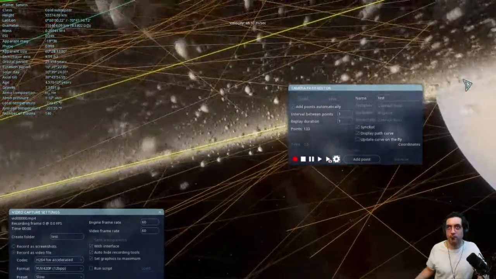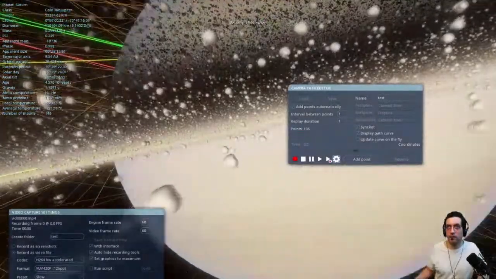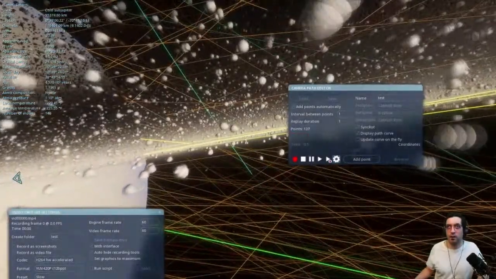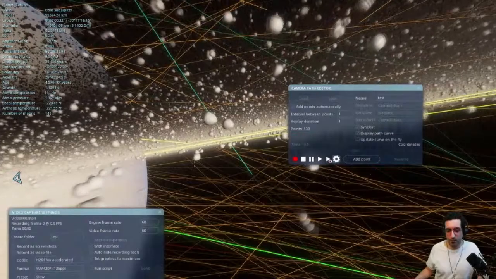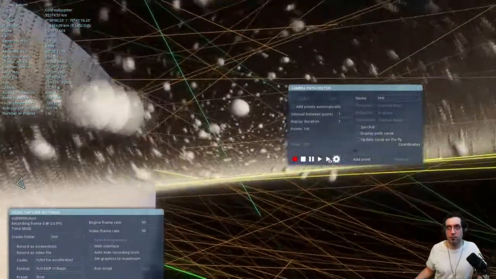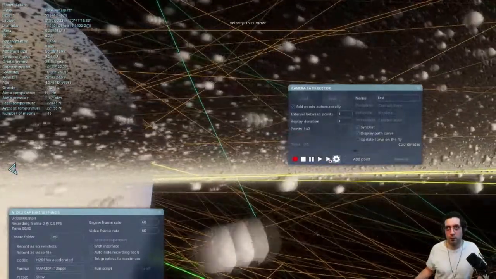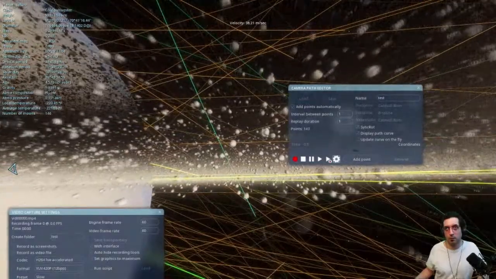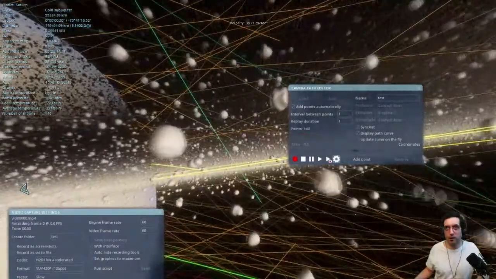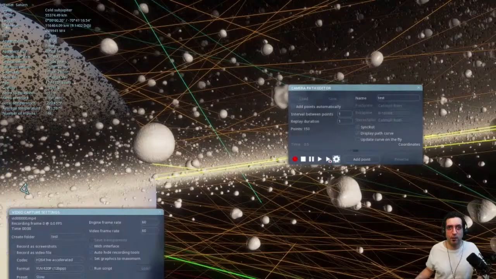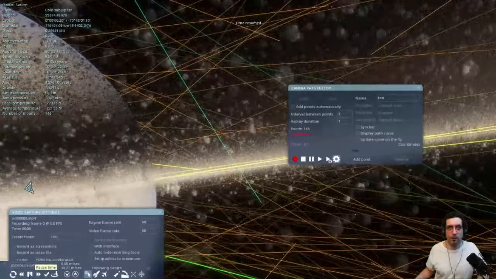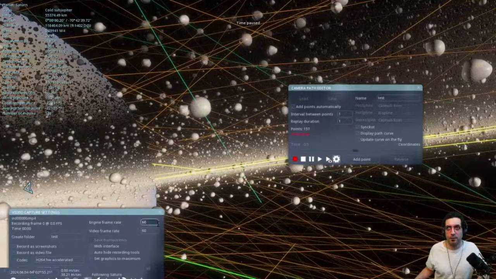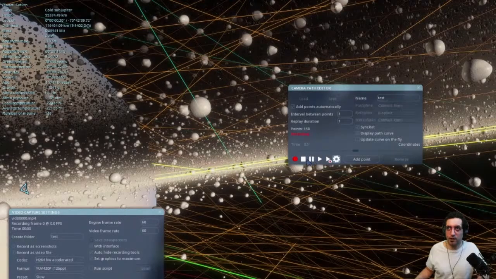Okay, so now you can see we're inside the ring, right? So this is basically what the rings of Saturn would look like if we were inside of them. And right now it's on pause, but if I did not pause the video, you would actually see these moving around like this. Now, once we record it, we're going to hit stop. And then this is where it gets interesting.